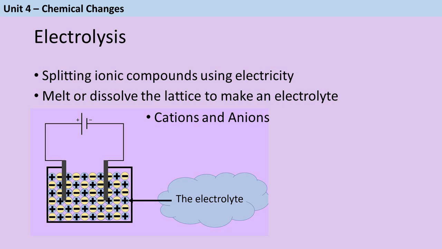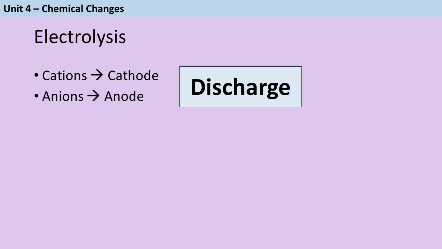We call those ions cations and anions. The cation is the positive one and the anion is the negative one. Those ions are going to move in response to charge. The positive cations move to the negative cathode and the negative anions move to the positive anode. This is because opposites attract. When they arrive there, they will be discharged, which means they'll stop being ions and turn back into atoms. This happens by them either gaining or losing electrons.